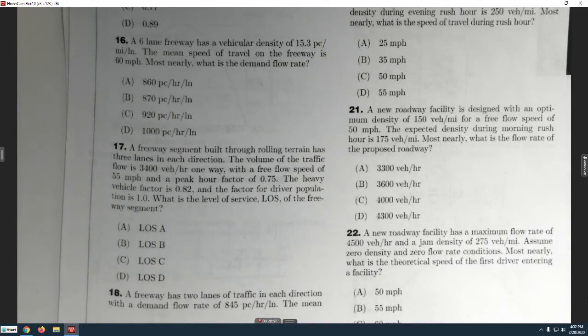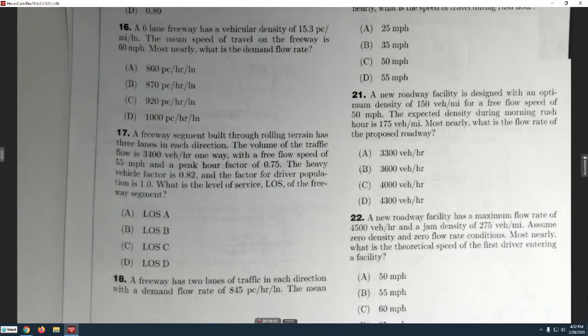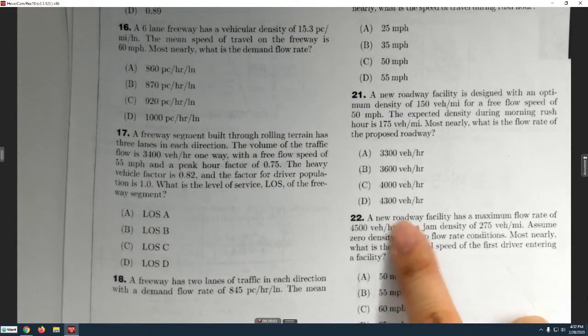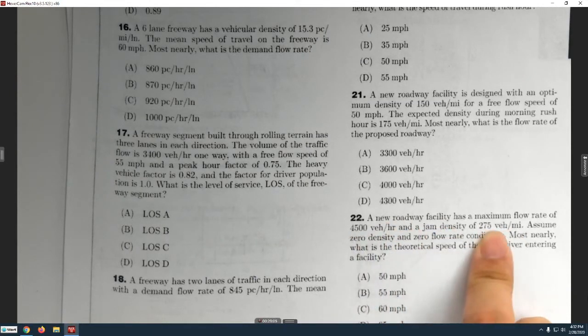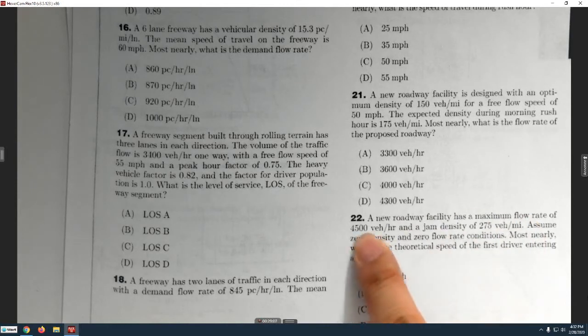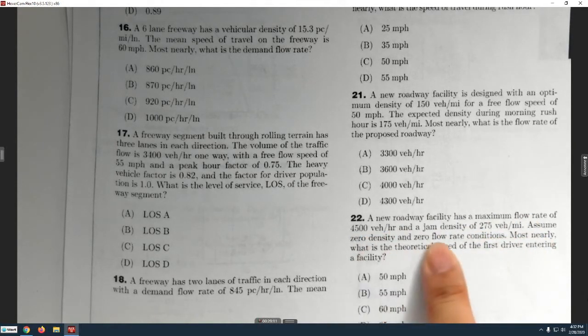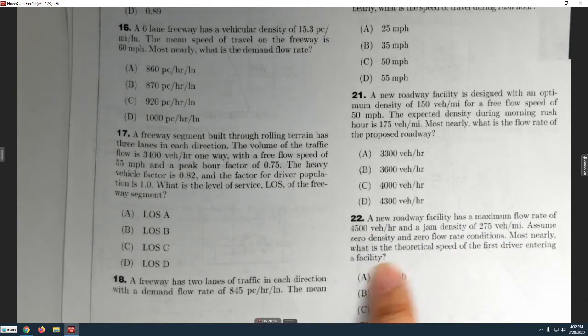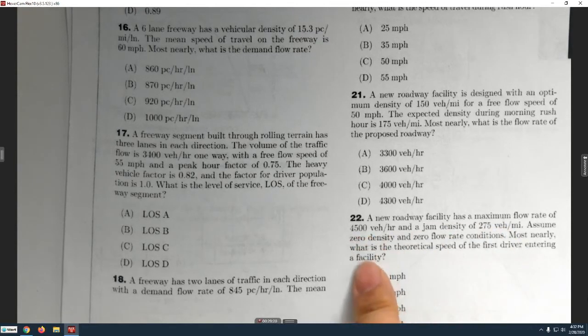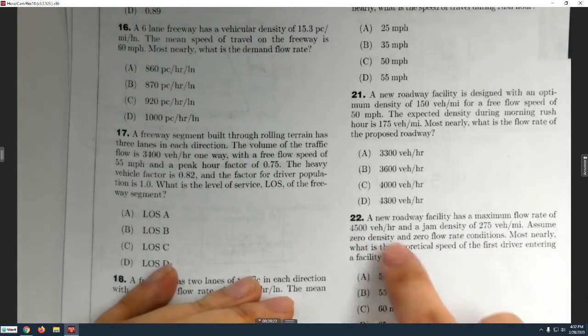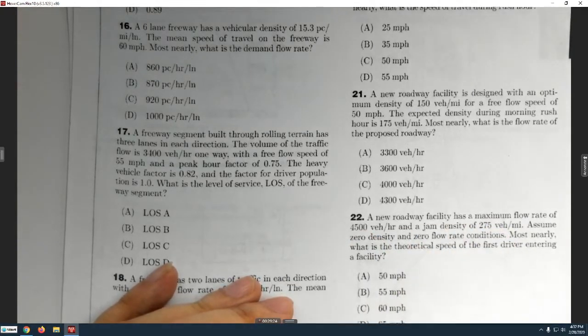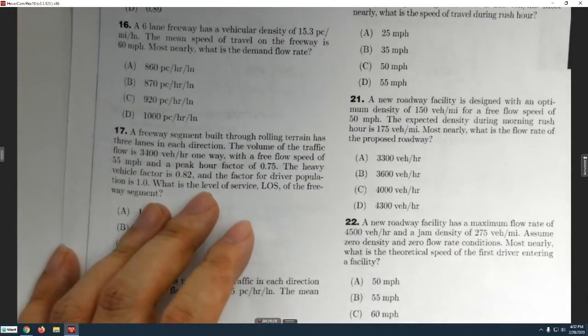Question 22. Another one. Solve for the jam density. Maximum flow rate, jam density, and then zero density and zero flow rate conditions. Most nearly, what is the theoretical speed of the first driver? This is given the jam density and given the capacity, asked for the free flow speed. So this times 4 divided by this. That's 65. Okay.